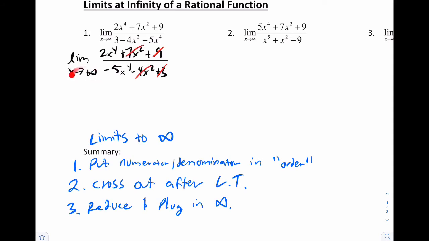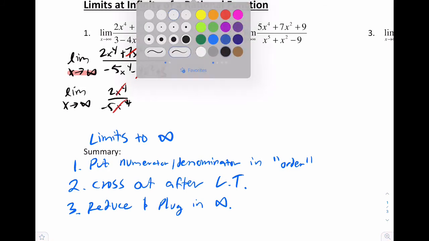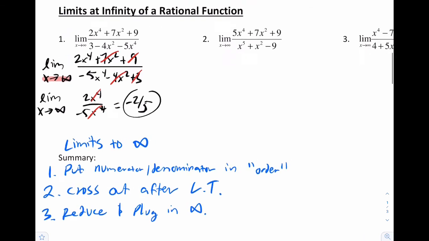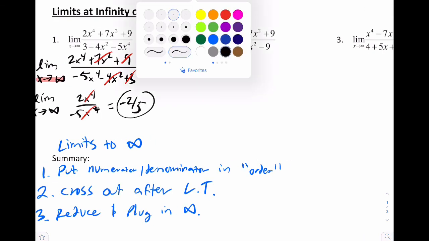So when you're going to infinity, I can really highlight that, there are some special rules we can do. We can actually eliminate all of that, which means the problem really simplifies down to here. The limit as x approaches infinity of 2x to the 4th over negative 5x to the 4th. Once we've done that, we can do algebra. Let's cross out those. And look at what we're left with, negative 2 over 5. That's the limit.